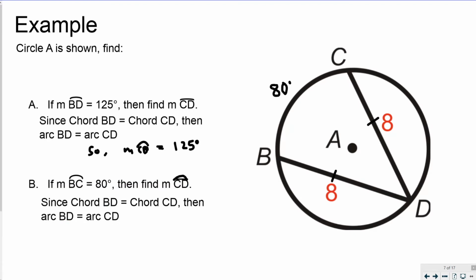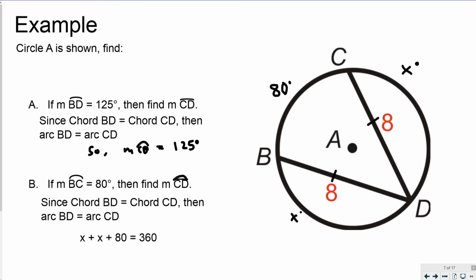So I don't know the measure of either BD or CD, so since they are the same, I'm going to mark them with a variable, x degrees. I don't know how many degrees, but I do know that they must be the same letter because they are the same measure. So what I can do then is write an equation. I can do a nice simple equation of x plus x plus 80 degrees equals 360 degrees in the circle in total.